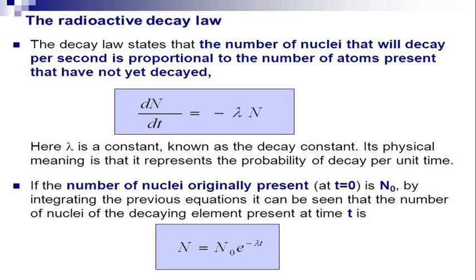So the law of radioactive decay states that the number of nuclei that will decay per second is proportional to the number of atoms or nuclei present. So dN by dt is directly proportional to N, and dN by dt is equal to minus lambda N. What does that negative sign indicate? The negative sign indicates that the number of nuclei is decreasing with time. So we had got an equation that dN by dt is equal to minus lambda N.